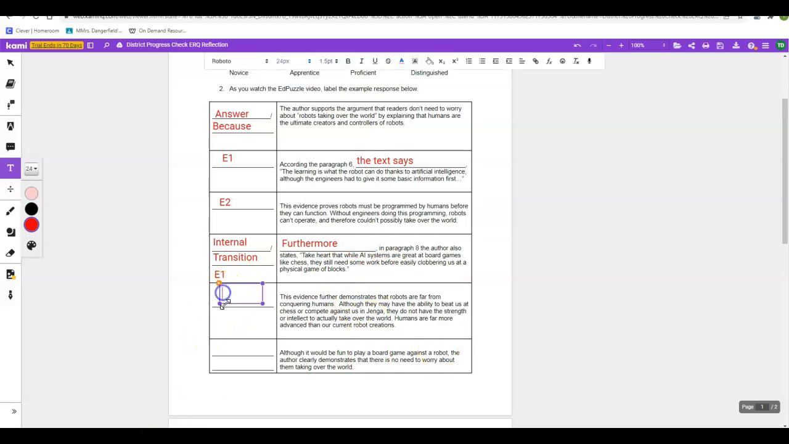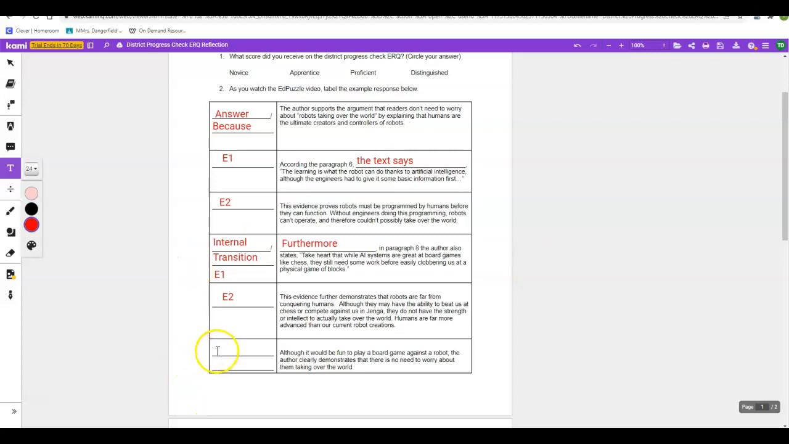After my next E1, I am, of course, jumping into my E2, where I'm explaining my evidence. Remember, E2 should be at least 2 sentences. "This evidence further demonstrates that robots are far from conquering humans. Although they may have the ability to beat us at chess or compete against us in Jenga, they do not have the strength or intellect to actually take over the world. Humans are far more advanced than our current robot creations."